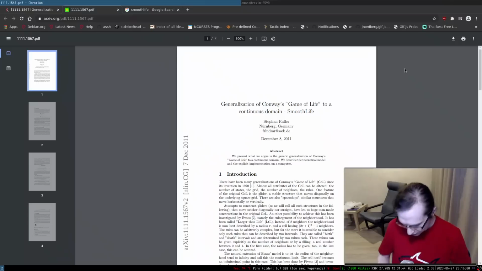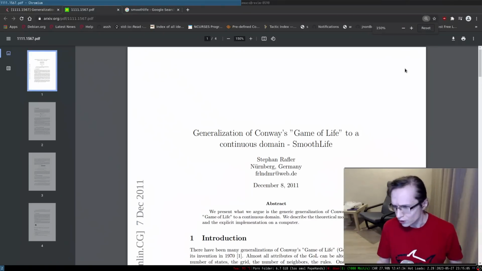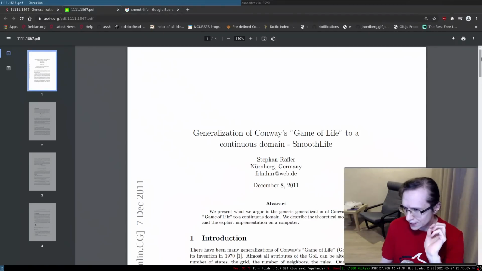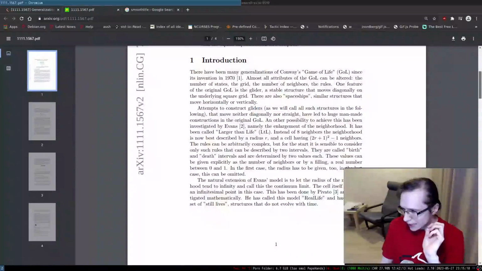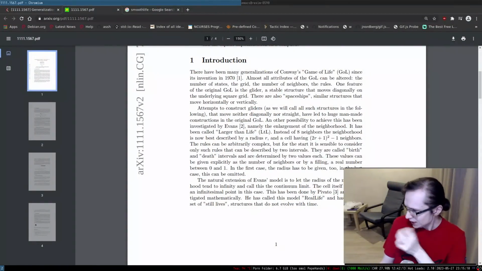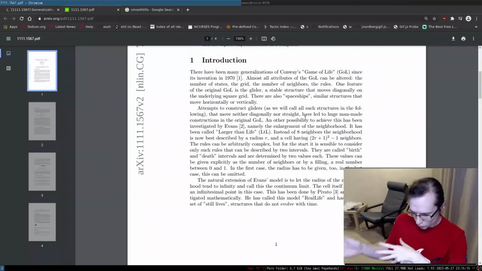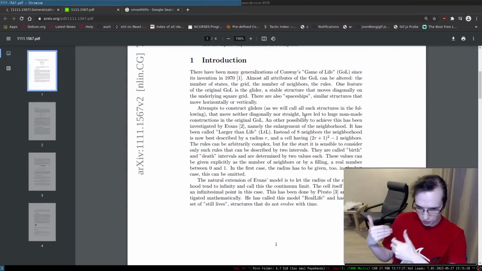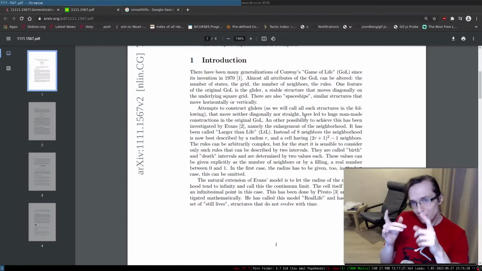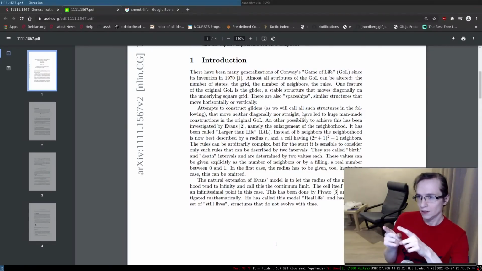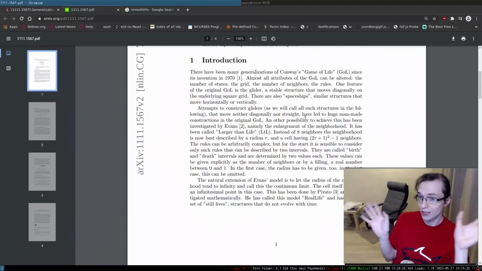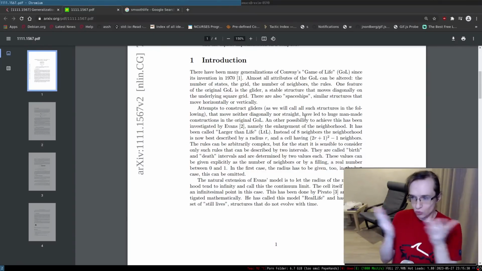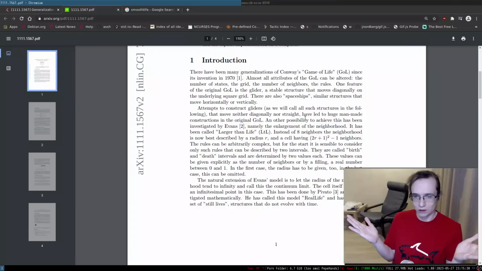And the problem with smooth life is that it feels a little bit gatekeeping. I don't think it's intentional, but you can quite easily just look at the Wikipedia page of Conway's game of life and get an idea on how to implement it on a computer. And that's what made it so popular, because anyone, even without any mathematical background, can open that page, read it, and understand what is going on.